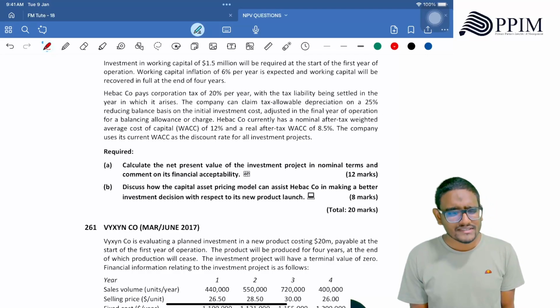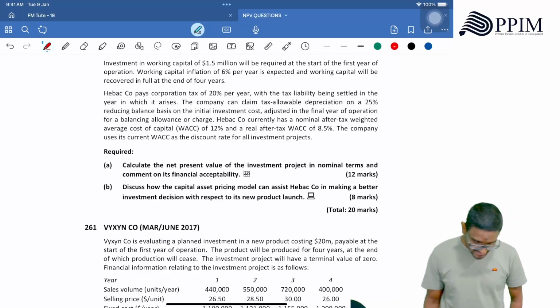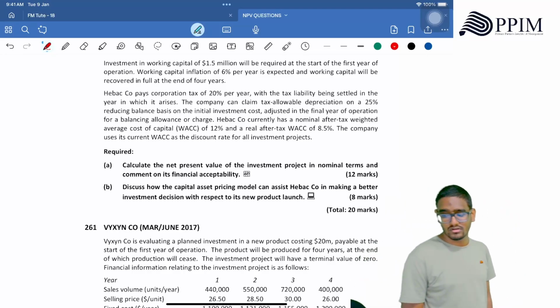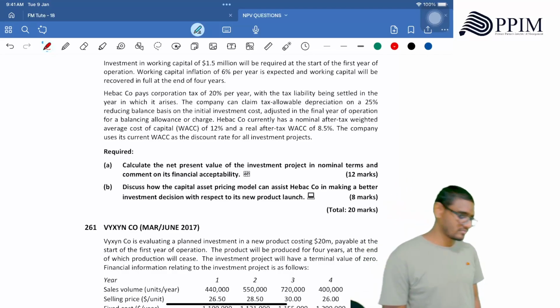Sorry, can you repeat what I said? Just lost my thoughts. Sorry? WACC, which is ideal when you are in the same risk class. Same risk class. So I'm referring to both financial risk and business risk.